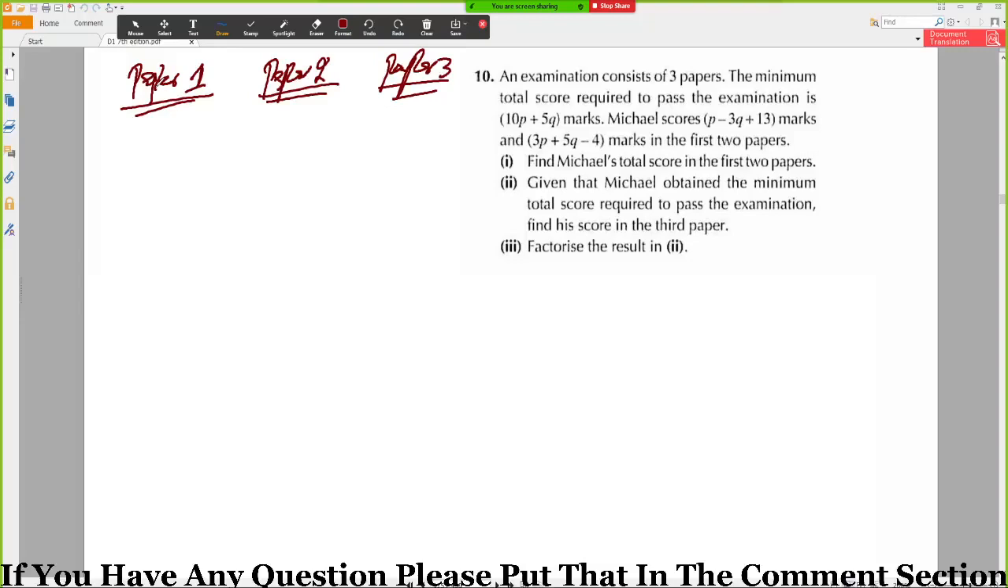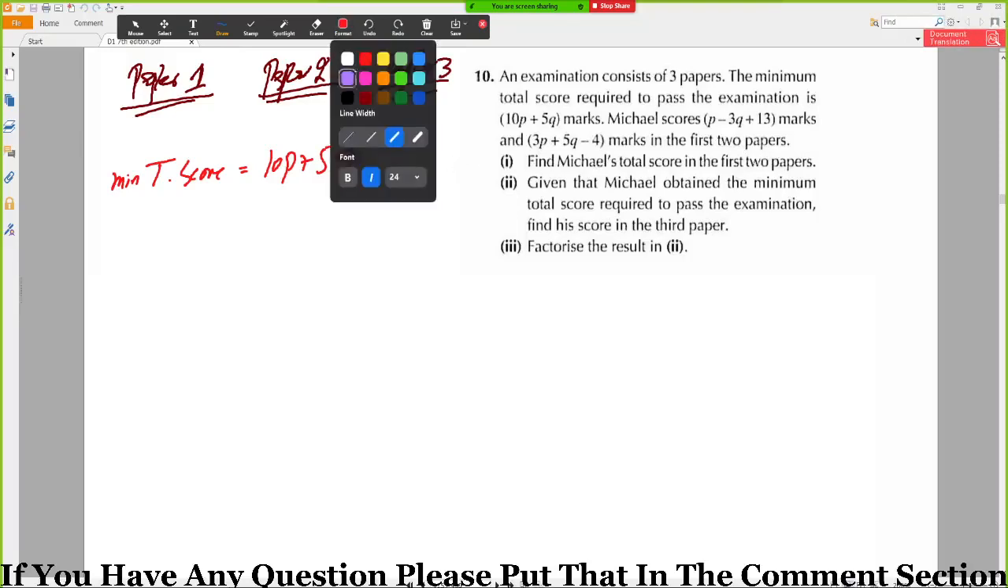Okay, so the minimum total score required to pass the examination is this many marks, 10p plus 5q marks. Okay, Michael scores this many marks and this many marks in the first 2 papers. Find Michael's total score in the first 2 papers. That is obviously easy, what will it be?